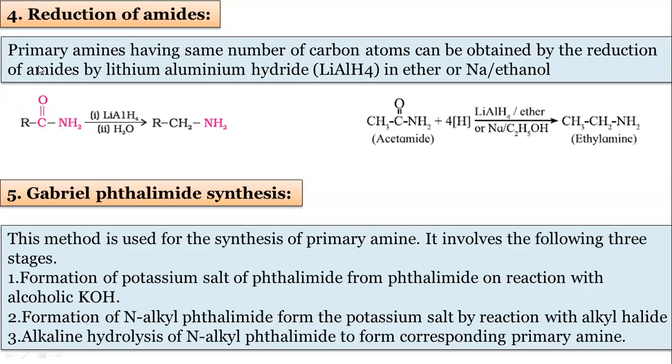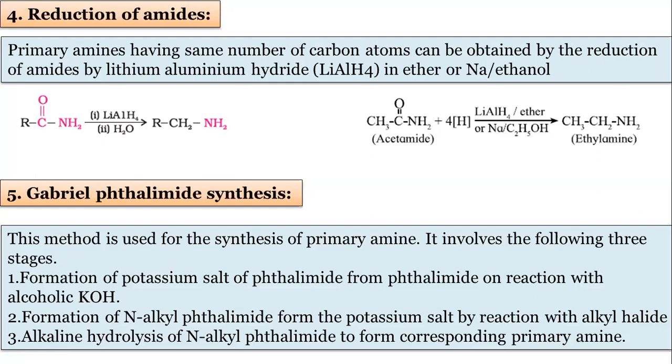So primary amines having the same number of carbon atoms can be obtained. See, this is very important. Primary amines are obtained with the same number of carbon atoms as the amides. See this amide carefully. We don't know which alkyl group is used. If the methyl group is there, the carbons are 2, so the end product also contains 2 carbons. This is a preparation of primary amines by using amides, having the same number of carbon atoms.